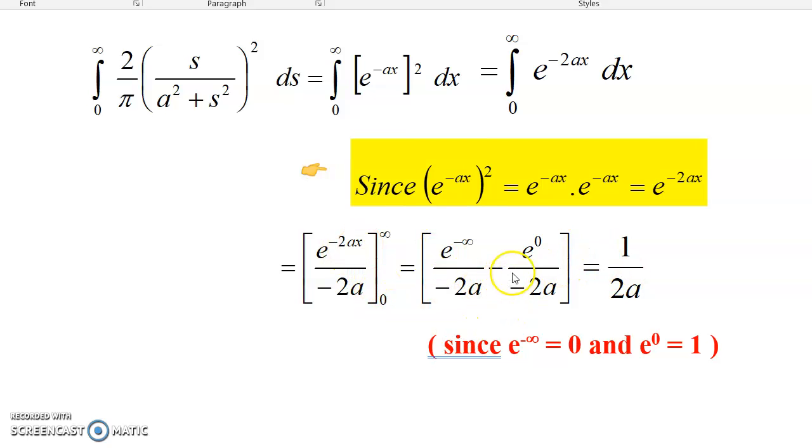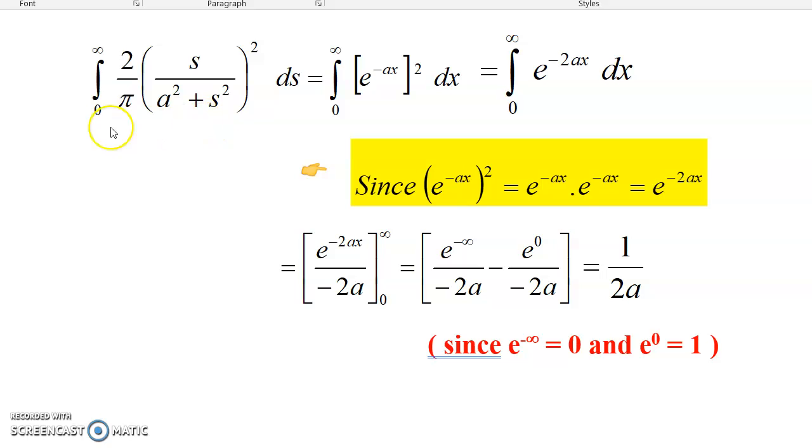So upper limit minus lower limit, and make use of the values of exponentials, that is e power minus infinity we know is 0, e power 0 is 1. So substitute e power minus infinity is 0 and e power 0 is 1. So the final answer is 1 by 2a. This is of course the answer of this right side integral.